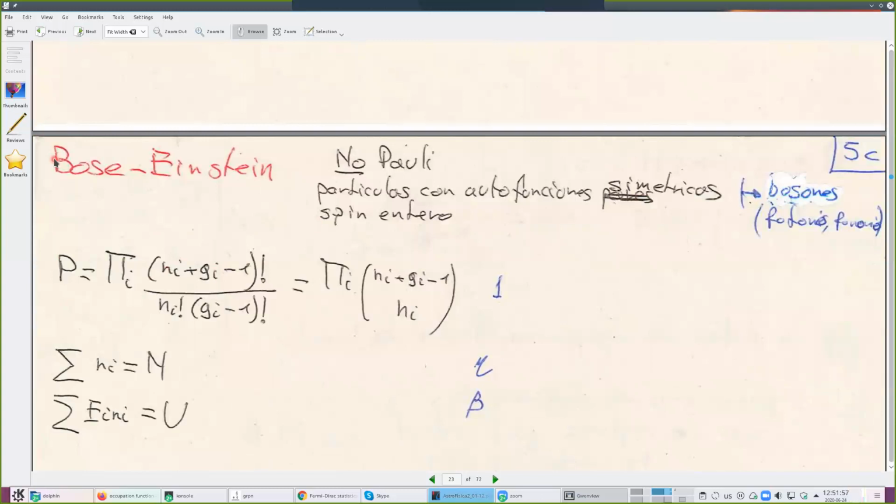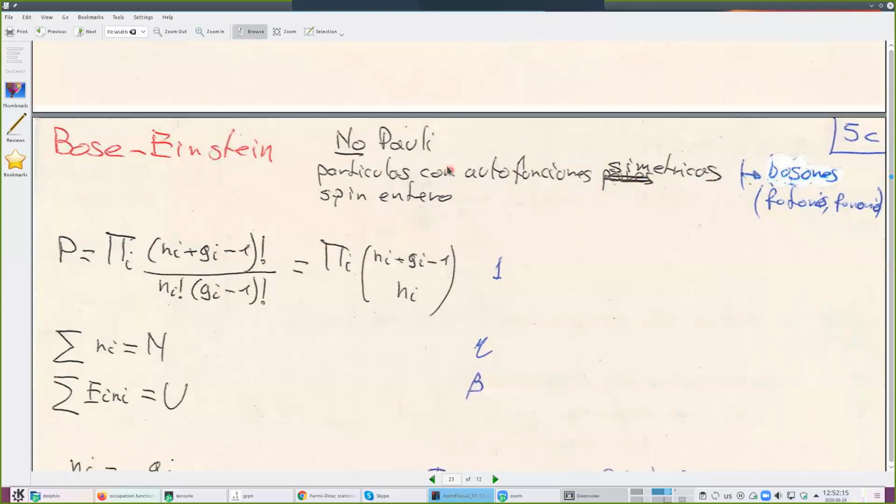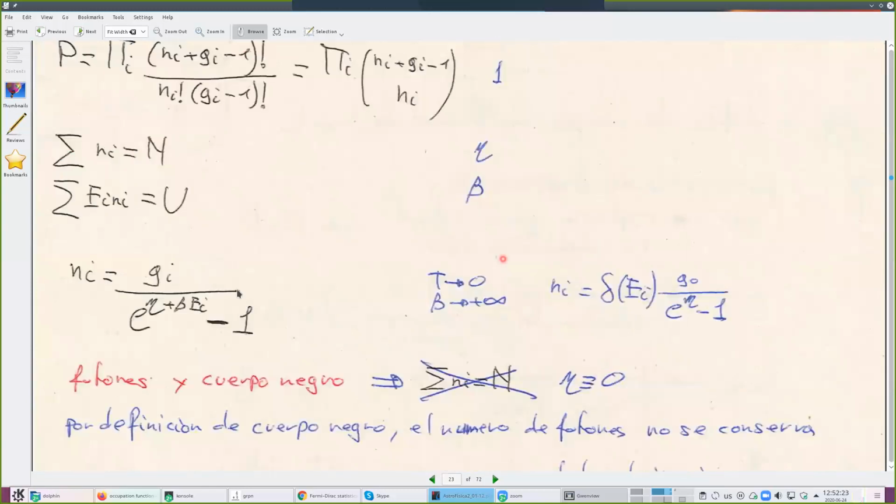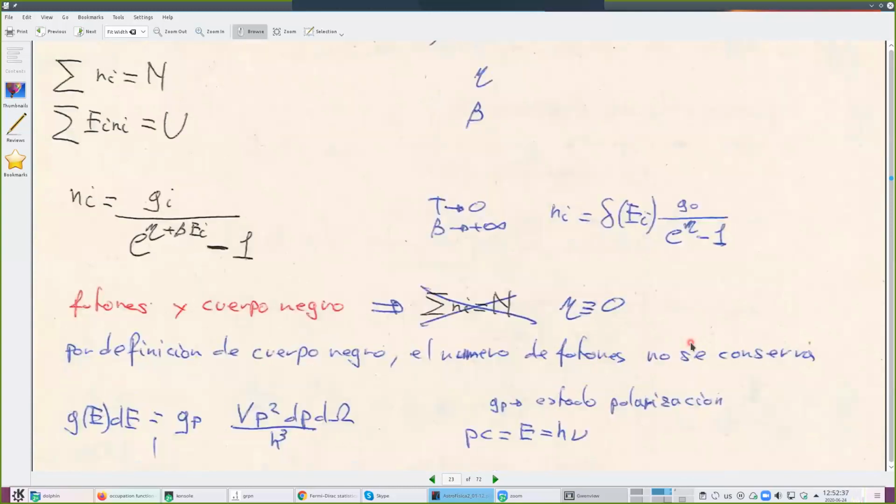Then the other one is Bose-Einstein, where there is no Pauli exclusion principle. This is for bosons, which are particles with a symmetric wavefunction and integer spin. You have this approximation. Here you can see, if T goes to 0, you have this distribution, with eta minus 1.